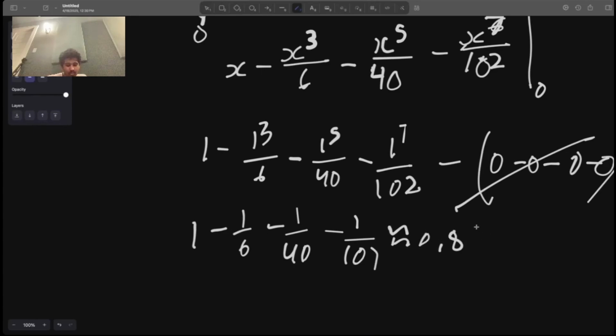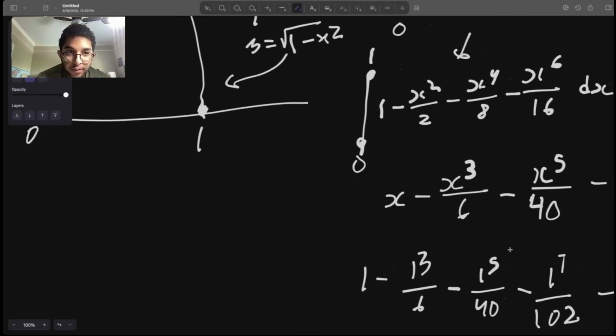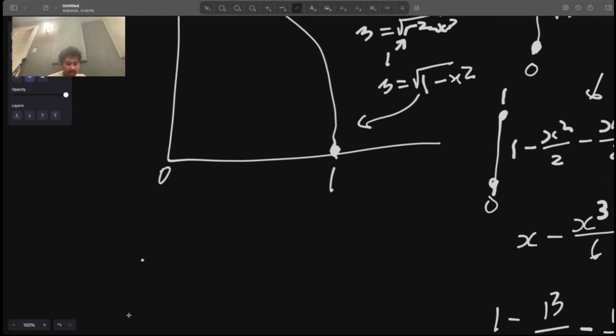Now remember, this is the quarter of the circle, so when we multiply that by 4, we get 3.2, which is pretty close to pi. But I had a question. If you do the integral from 0 to 1, wouldn't it also count the bottom half of that circle that is also from 0 to 1? Yes, you would be right to ask that, except the square root can't ever return a negative number.